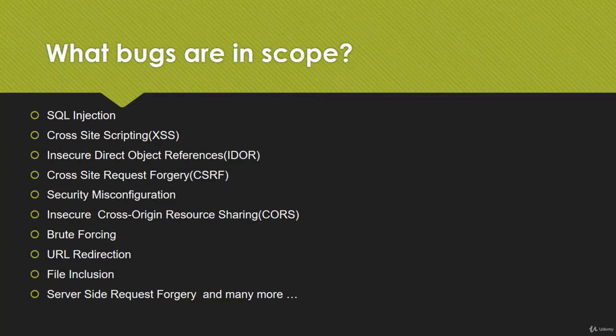In this tutorial, we will be focusing upon the bugs that are in scope and the vulnerabilities that you will find in a website. Starting off with an SQL injection, then we have cross-site scripting or XSS, then we have IDOR, that is Insecure Direct Object Reference, then CSRF, that stands for Cross-Site Request Forgery, then we have security misconfiguration, then insecure CORS, that is cross origin resource sharing.